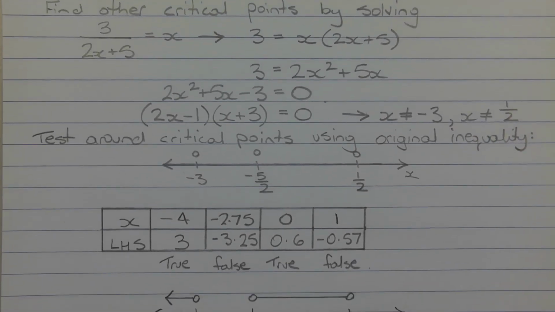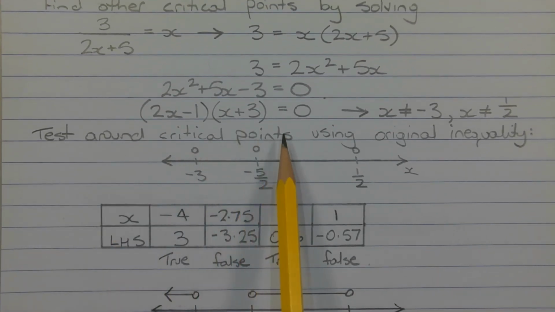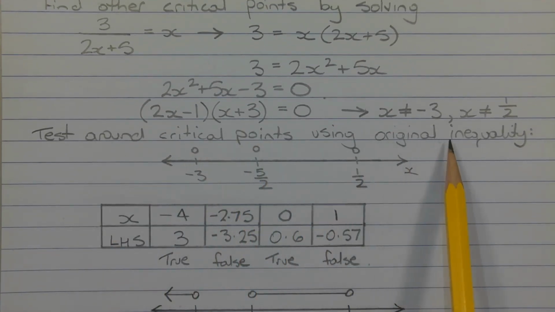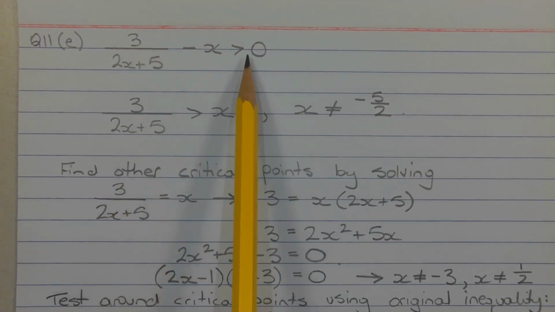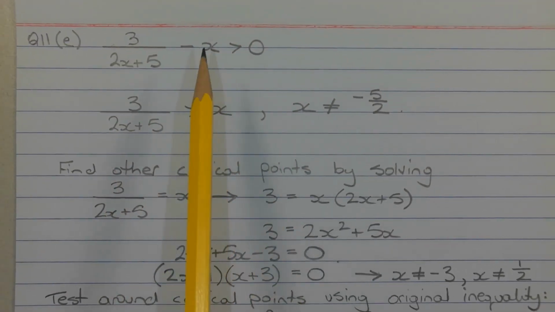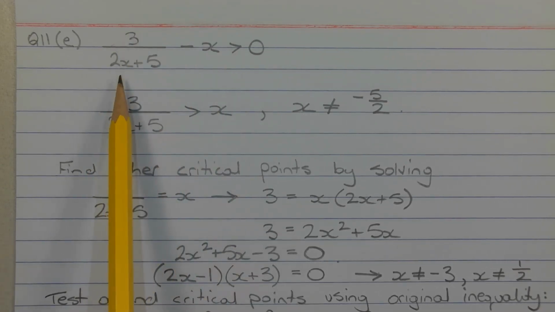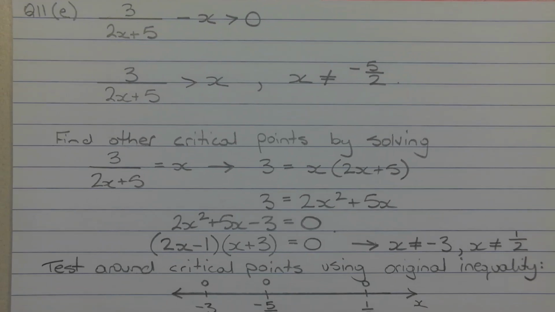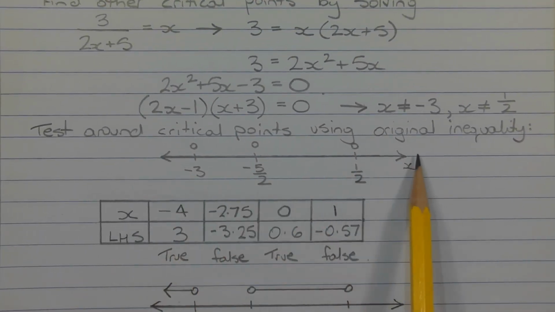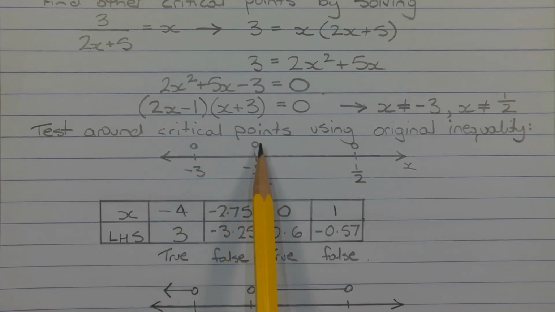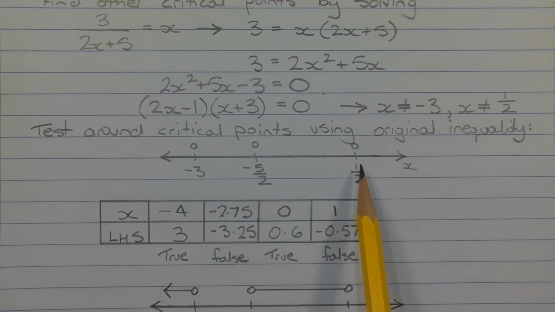Now the final step is to test around the critical points using the original inequality. So that's this inequality here, and just testing that the left-hand side is greater than 0, or in other words, the left-hand side is positive. So on the incomplete number line here, I've shown the critical points using open circles since x cannot equal negative 3, negative 5 over 2, nor 1 over 2.